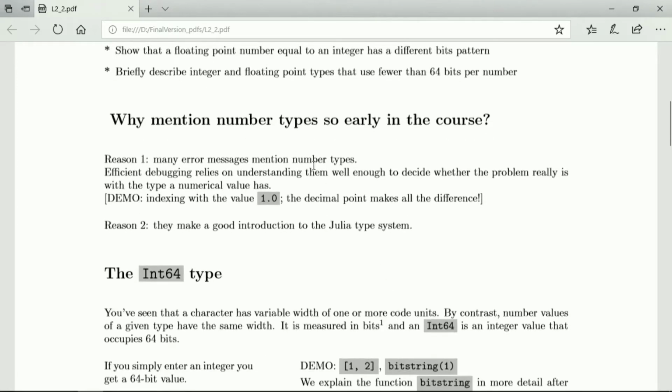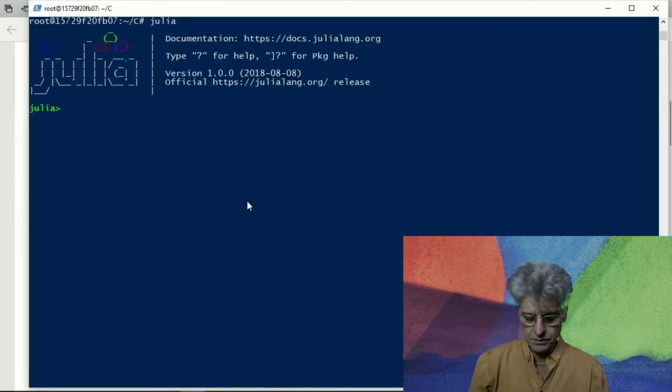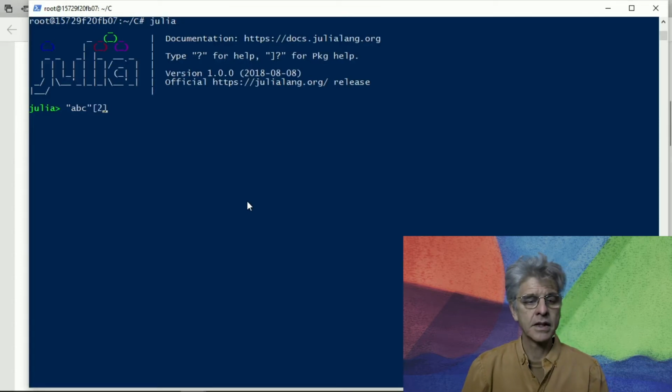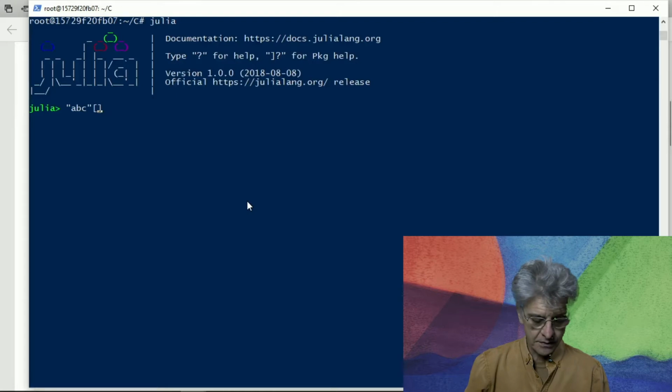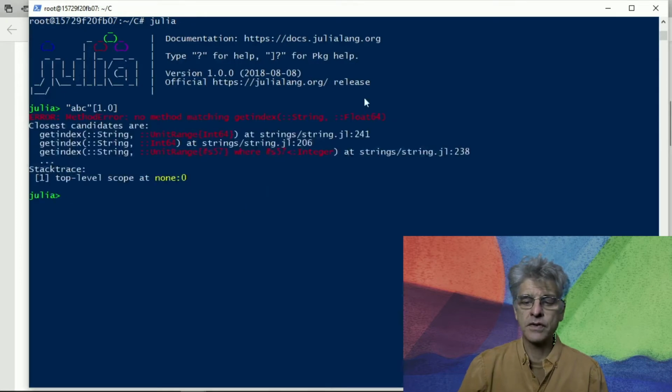So why mention number types so early in the course? There are basically two reasons. The first is that many error messages actually mention number types. Let's just look at attempting to index with 1.0. If we say we have the string ABC and we want to index to the first place in the string, but instead of 1 we absentmindedly type 1.0, it says no, we cannot use a Float64 to get an index.